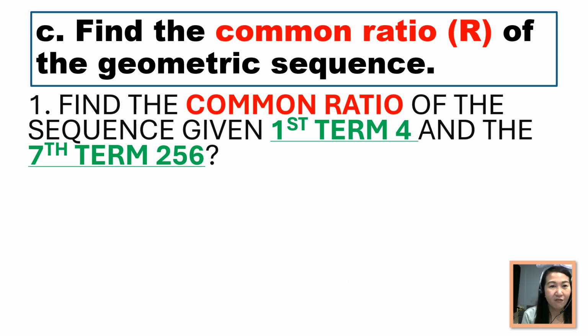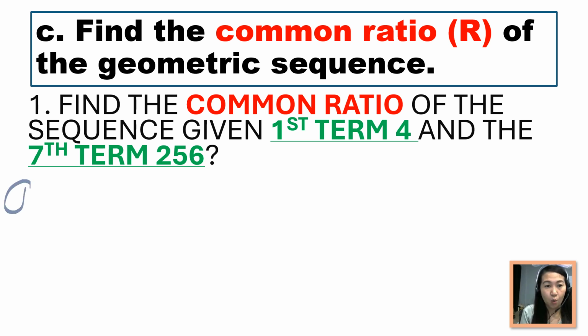So let's now have example number 1. In this problem, we need to find the value of the common ratio. So let's read our problem. Find the common ratio of the sequence given the first term 4 and the seventh term of 256. So for our step number 1, we need to write all our given.